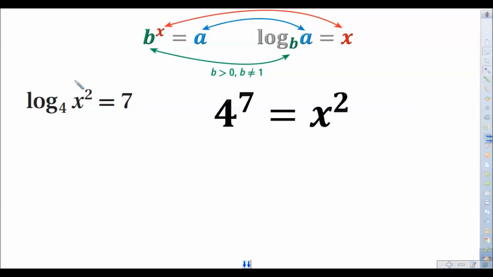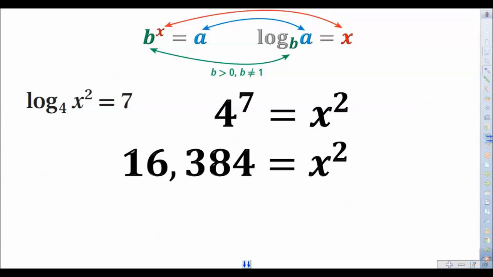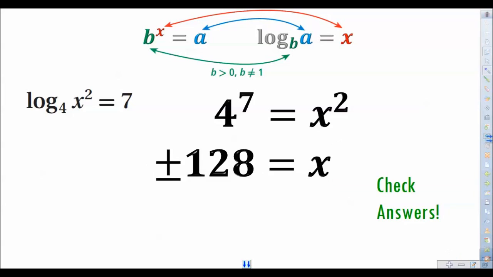You could have used the log property, I get that. That could have worked. What's 4 to the 7th? 16,384. Now how do I solve for x here? Notice it's a little bit different. X is now a base. So now it's time for a square root, isn't it? So you get the square root.